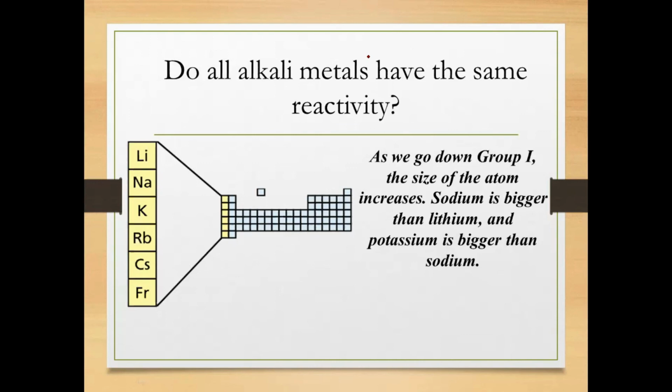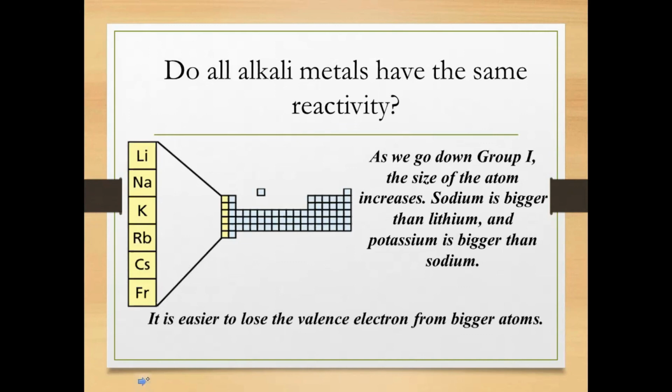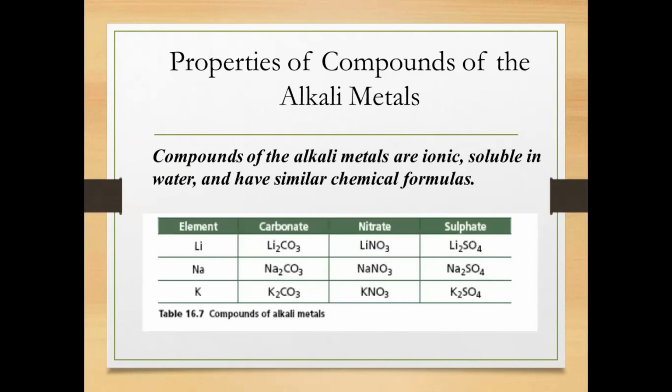Number 1, their reactivity will be increasing when we move down the group. Second, their melting point and boiling point are decreasing. Third, their metallic character is increasing, and the fourth one is their densities are increasing when we move down the group. These are the trends of group number 1. It is easy to lose the valence electron when the size of the element is bigger, so therefore the reactivity will increase when we move down the group.